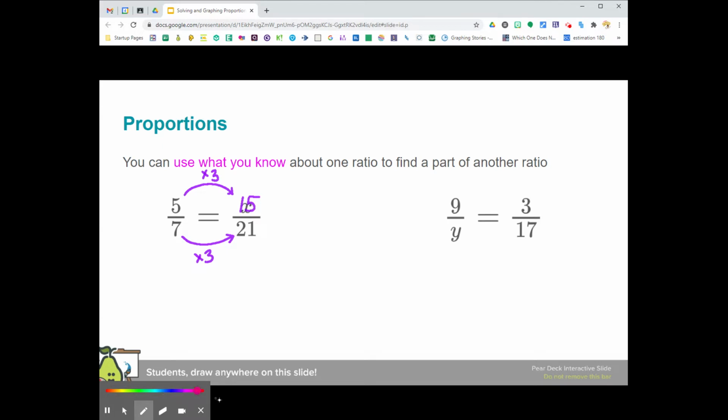Over here, we have that 9 to some number y is equal to 3 to 17. So in this case, we have the variable on the bottom part of our ratio, which is fine. We just go in reverse. So what did we do to go from 3 to 9? Well, again, we multiplied by 3. So what do we have to do here to 17? Well, we also have to multiply by 3. 17 times 3 will give you 51. So 9 to 51 is equivalent or proportional to 3 to 17.